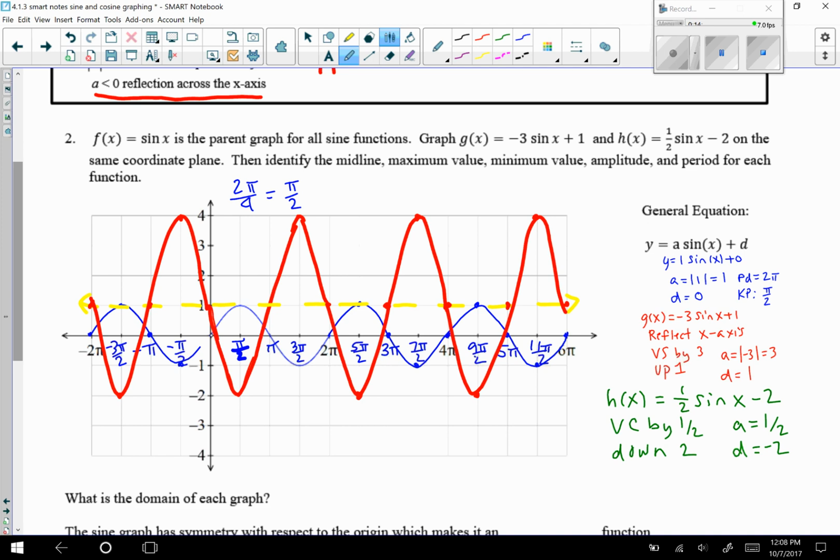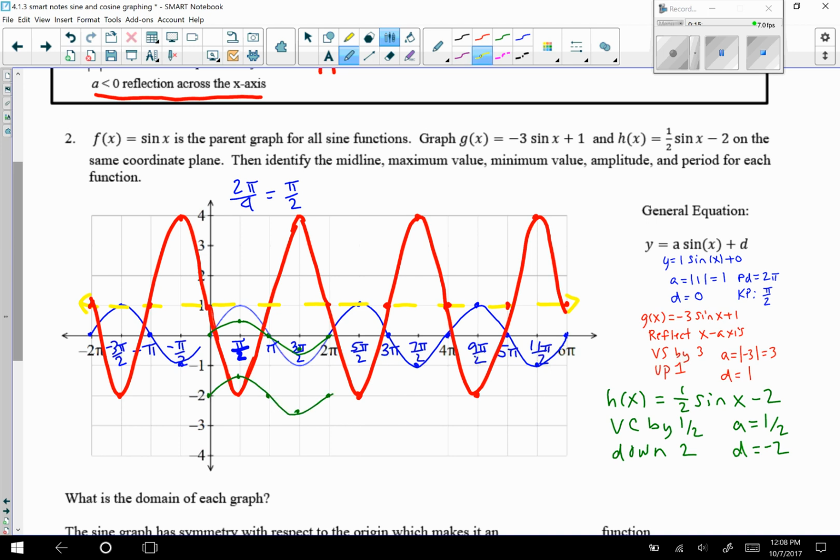So 0 times 1/2 is 0. 1 times 1/2 is 1/2. 0, -1/2, and 0. So that would be my vertical compression by half. And then we're moving our graph down 2, so down 1, 2 would be here, down 1, 2, down 2 is here, down 2, and down 2. So this would be my new graph.